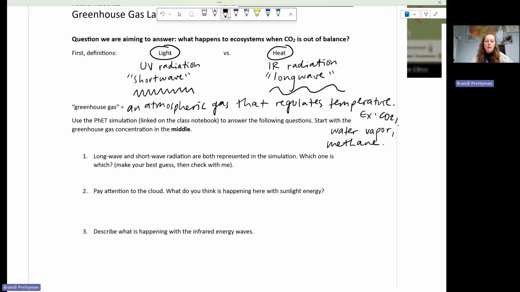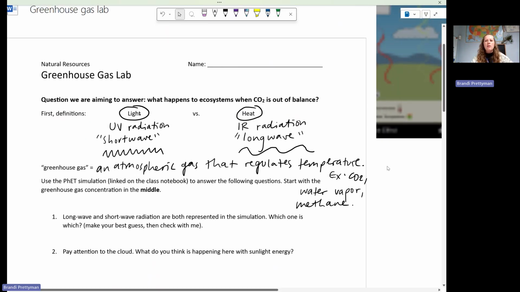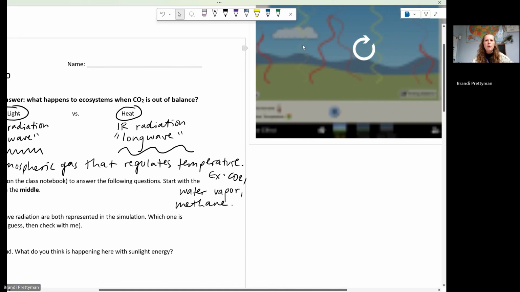So in this lab, what you're going to do is experiment with different levels of incoming sunlight, like UV shortwave radiation, and how that affects outgoing long-wave radiation from the Earth. And then you'll change the amounts of greenhouse gases in the atmosphere and see how that affects incoming UV radiation and outgoing long-wave radiation.